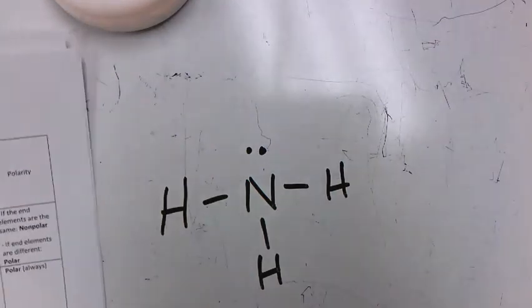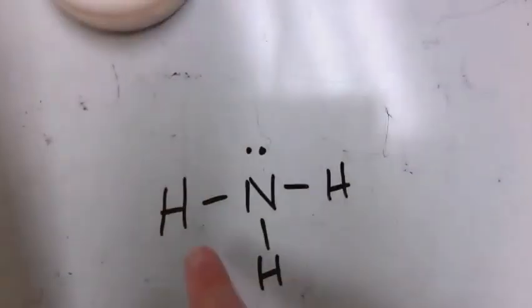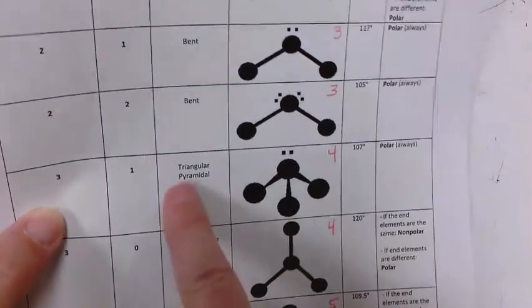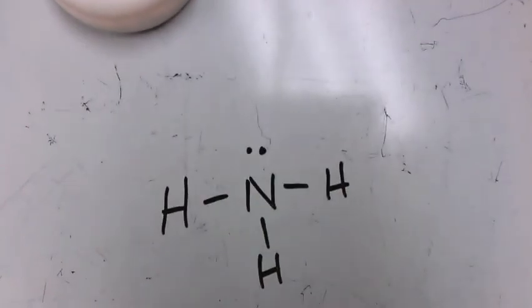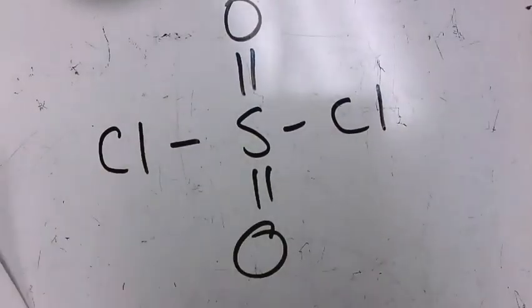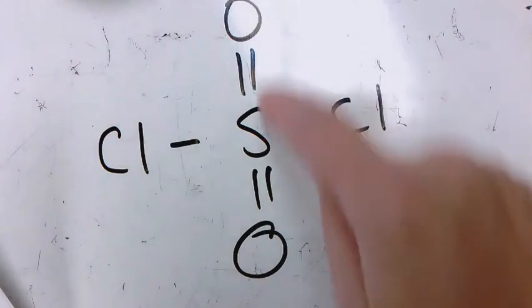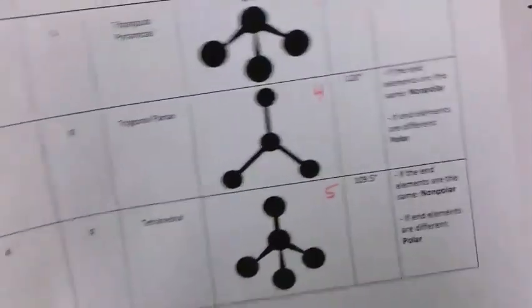Okay, here's our second example. And if we look, we have 1, 2, 3, 4. So that means that it can only be one of these 2. Okay, if we look, this one has 1 lone pair. And if we look here, this one has 1 lone pair. So this one is triangular pyramidal. Okay, here's the last one. You have 1, 2, 3, 4, 5 atoms, and on our shape sheet, the only one that has 5 is tetrahedral. So the answer would be tetrahedral, and it's 109.5 degrees.